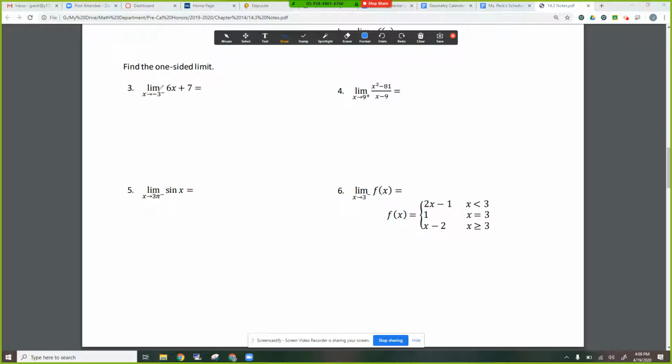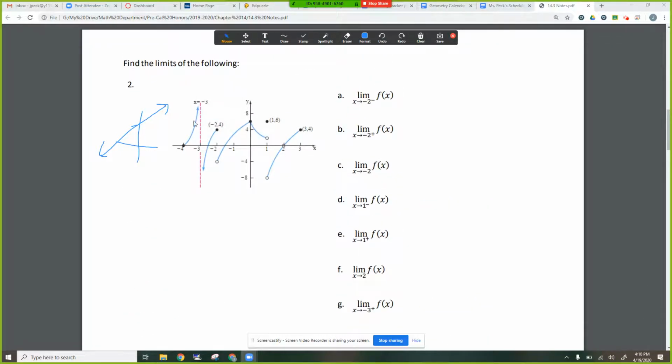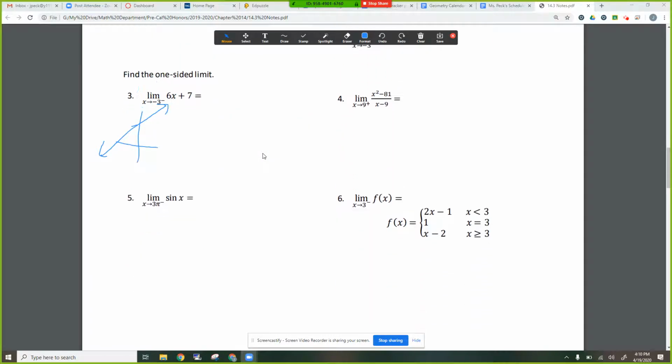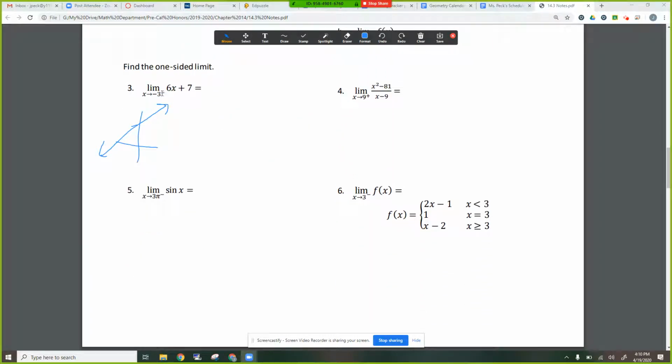If you think about it, 6x plus 7 is a polynomial, right? It's technically a line. It's got a y-intercept of 7, and then it goes up 6, right 1, rise over run. And it looks like this. If we look at that graph, it is not discontinuous. It's not going to look something like this where it's jumping all around. It's just a straight line. So when we want to find this limit, having it be to the negative or to the positive, our answer is all going to be the same.